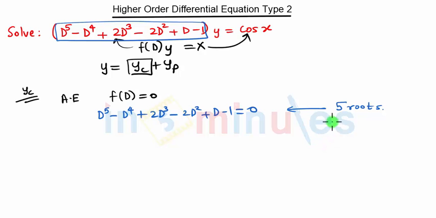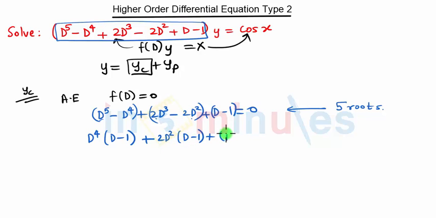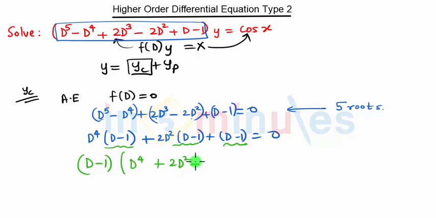So how to find these 5 roots? If you consider here it is D minus 1. So we are going to pair these 3 brackets. From these two I can take D raised to 4 common and I will get D minus 1. Similarly, from these 2 I can take 2D square common, I will get D minus 1 plus D minus 1. Now from these 3 terms I can take D minus 1 common and I will get D raised to 4 plus 2D square, and here we have taken D minus 1 common, so we are left only with 1, equal to 0.